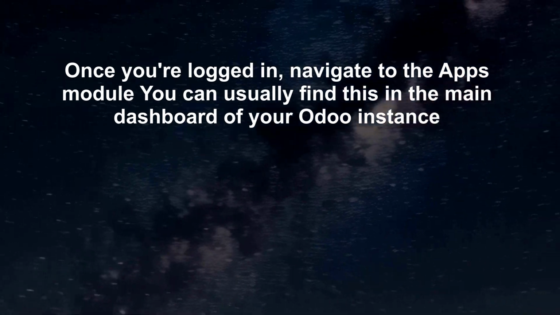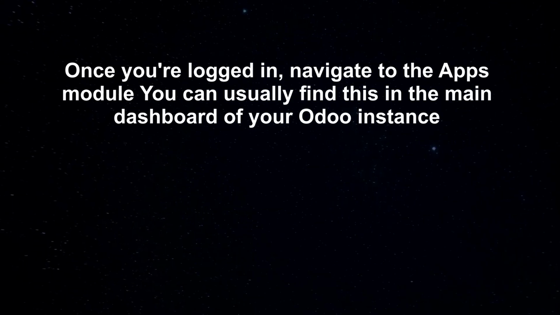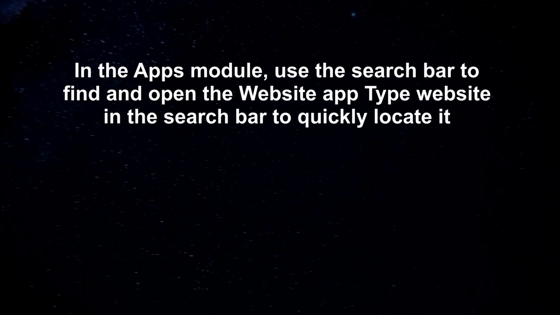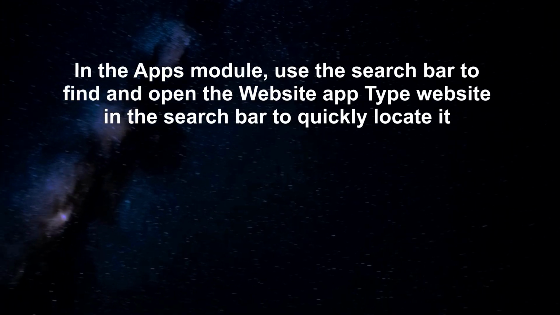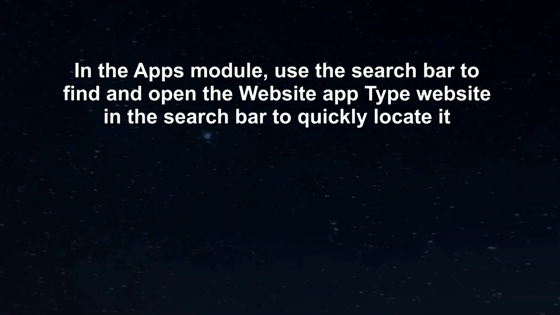Once you're logged in, navigate to the Apps module. You can usually find this in the main dashboard of your Odoo instance. In the Apps module, use the search bar to find and open the website app. Type website in the search bar to quickly locate it.